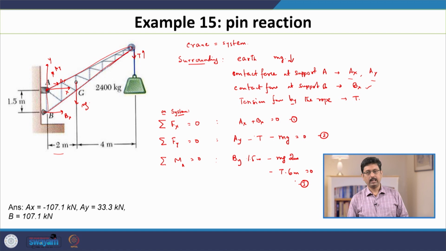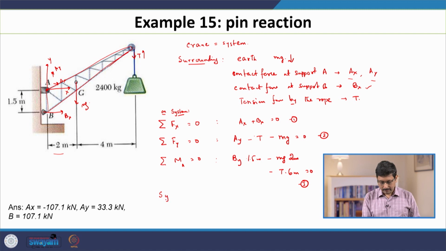So, we have 3 equations and 4 unknowns, we cannot solve it, we need one more equation. Where can I get that equation? We have one more clue in the problem which I have not used yet: the weight of the block that is at rest is 2.4 Newton or 2400 kg. This must be important to determine the amount of tension in the rope. So, let us analyze the equilibrium of the block.